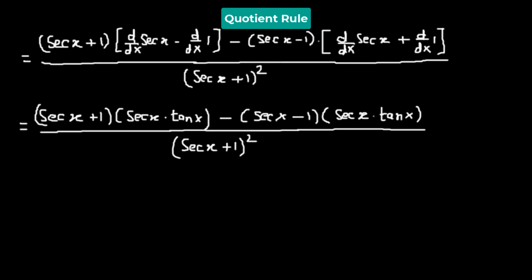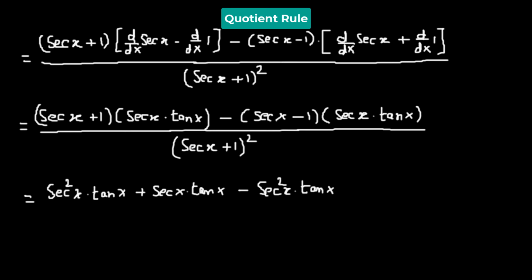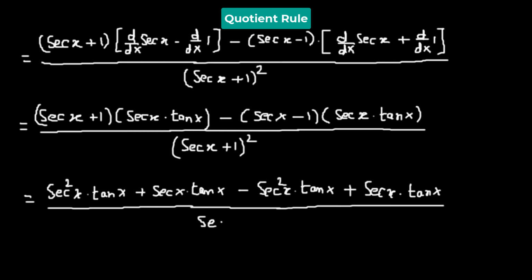Now we simplify the numerator. So we have secant of x times tangent of x multiplied to secant of x plus 1. So we'll have secant squared x times tangent of x plus secant x times tangent of x, minus secant of x multiplied to secant of x times tangent of x. So that will give us secant squared x times tangent of x. Now we have negative of negative 1 multiplied to secant x and tan x. So that will be positive secant x times tangent of x whole divided by secant of x plus 1 whole squared.